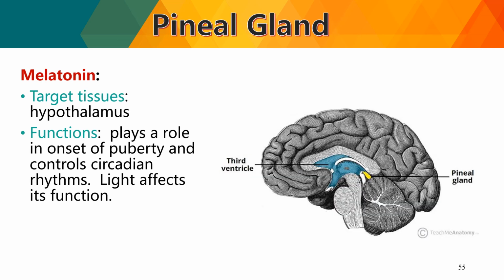Next, you have your pineal gland. It is found also in your brain. Okay? The target tissue is your hypothalamus. So it plays a role in the onset of puberty and controls circadian rhythms, and light affects its function. So the function of your pineal gland is more likely dependent on our exposure to light as well.